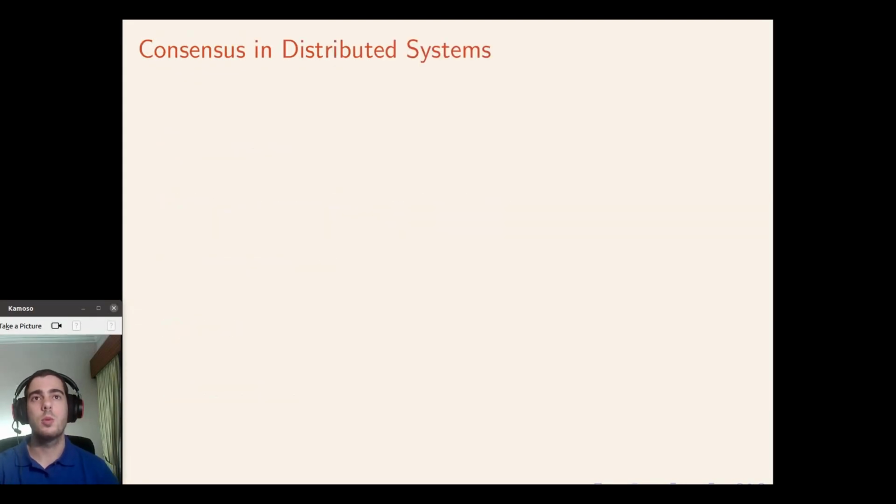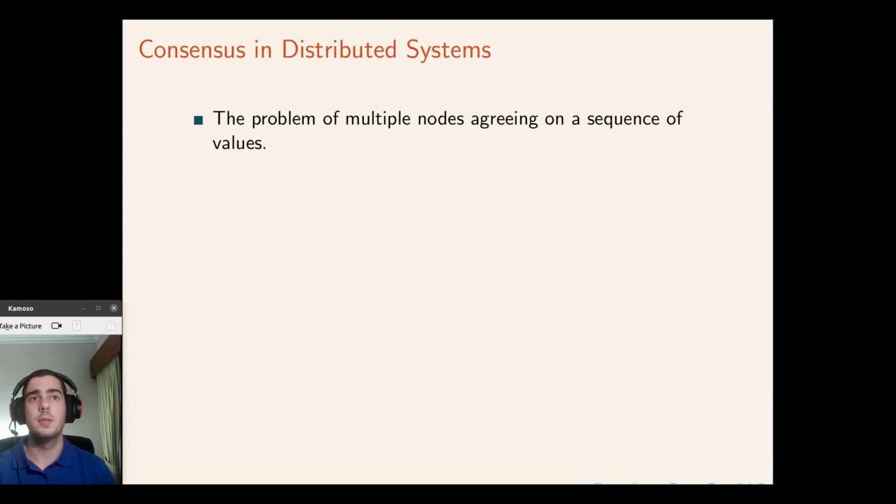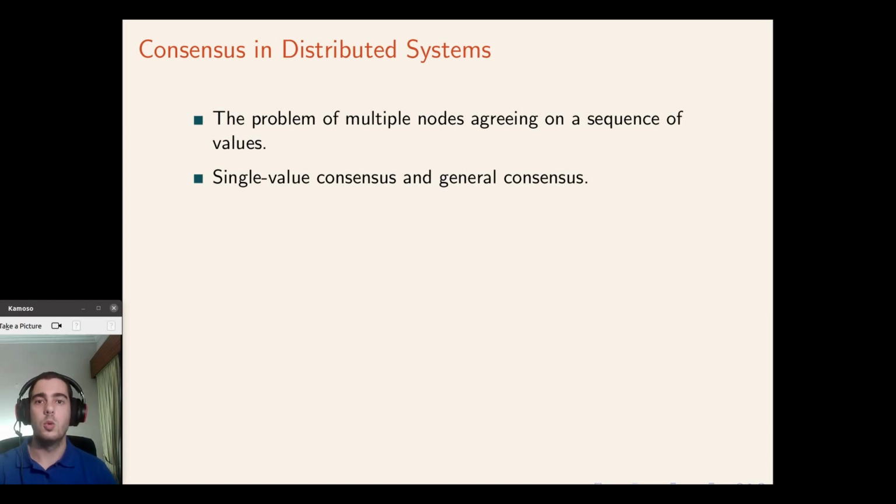So, what is the problem of distributed consensus? Distributed consensus can be defined as the problem of multiple nodes agreeing on a sequence of values. Normally, this is the definition of the general consensus problem, and there is also a single value consensus problem. In single value consensus, we only require that the nodes agree on a single value. Then the general consensus can be obtained by multiple executions of the single value consensus. So if we can solve single value consensus, we can solve the general consensus problem.